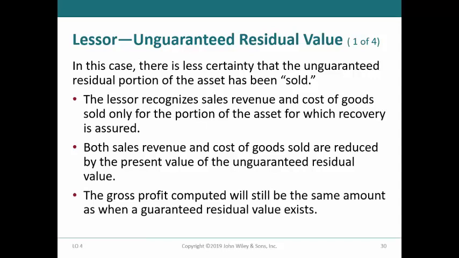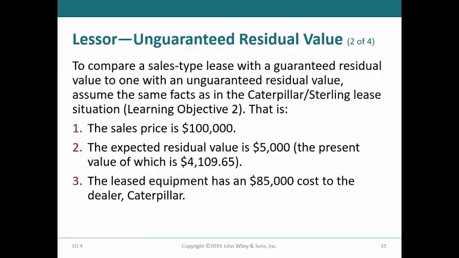They do not have to do this, though, when there is a guaranteed residual value because the lessor knows that if the item is not worth the residual value when it is returned, they will be compensated for the difference by the lessee. However, the gross profit is not affected by whether the residual value is guaranteed or not, which we will see in the next example.